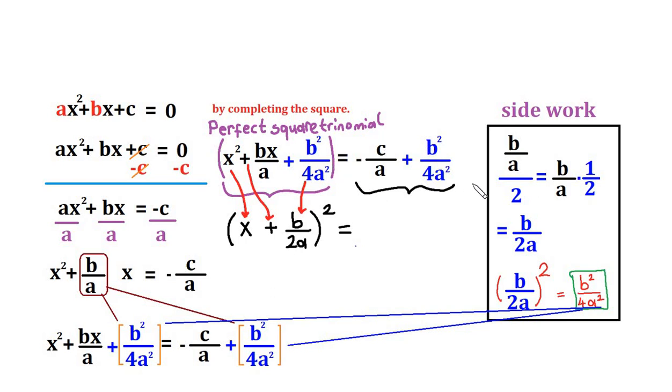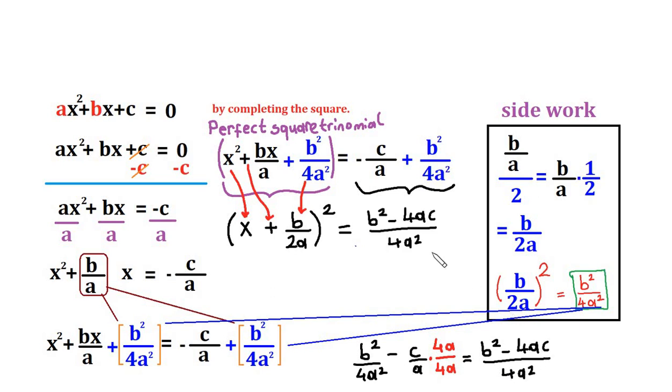On the right hand side we have two fractions that we can merge. B squared over 4a squared minus c over a. We can expand c over a with 4a over 4a, so we obtain the common denominator, and we can merge it. So on the right we have b squared minus 4ac over 4a squared.